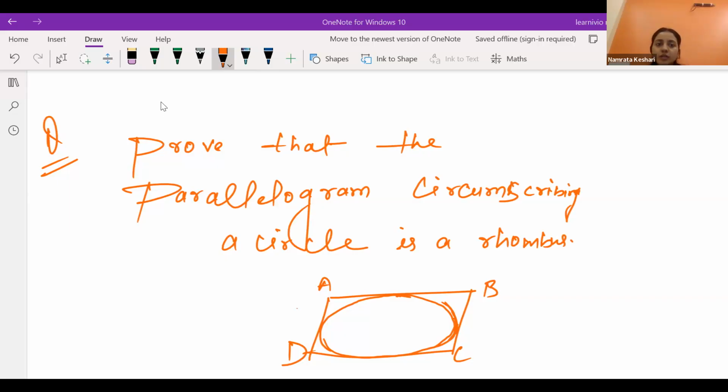Ma'am, in a rhombus, all the sides will be equal, right? Yeah. So we can use that circle property where tangents coming from an exterior point will be equal. So half of AB and half of AD will be equal. In that same way, half of BA and half of BC will be equal. In that way, you can prove that all the sides are equal.